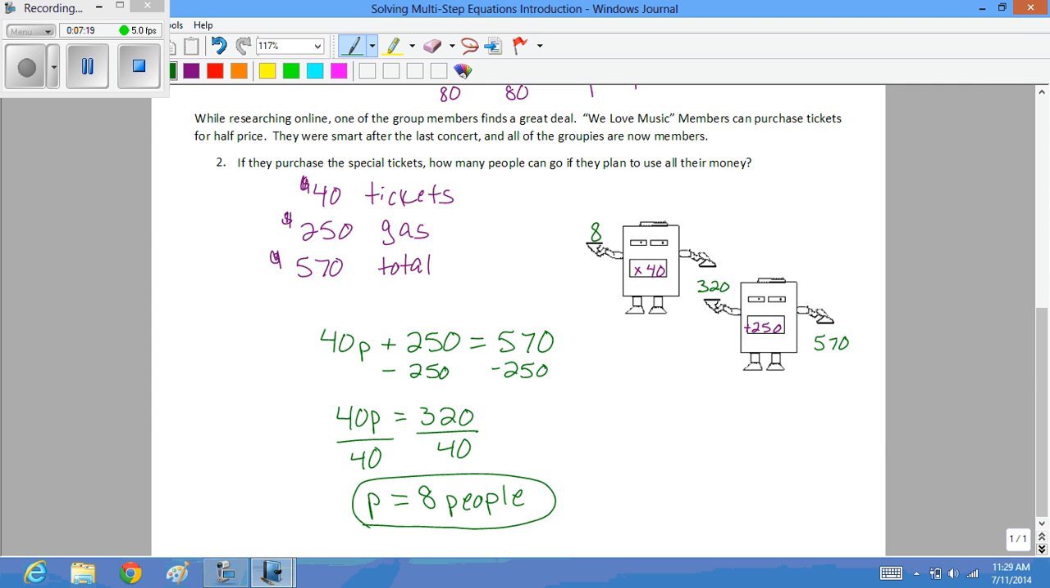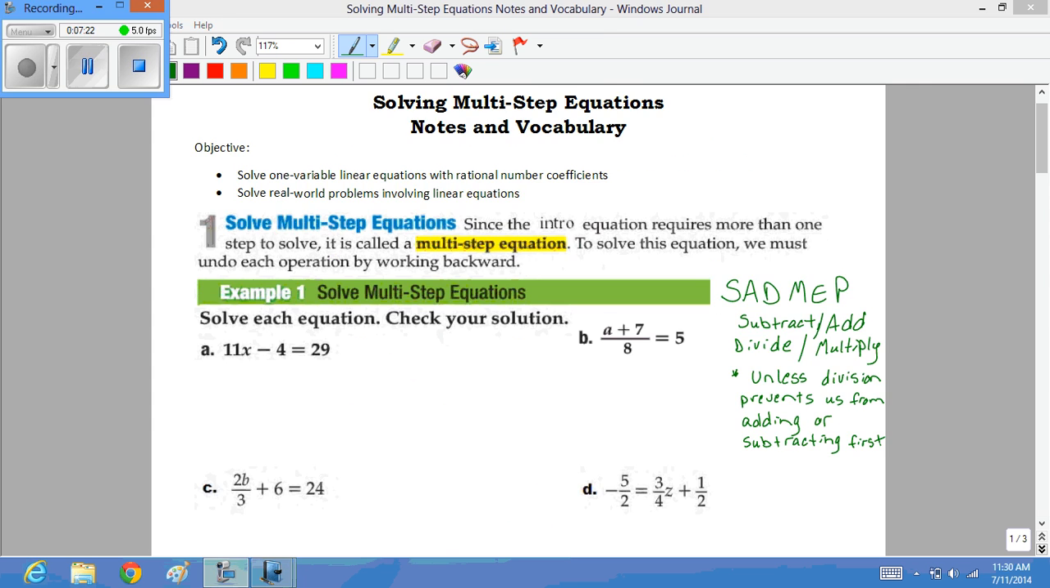Go ahead and get out your notes and vocab for this section. Okay, the objective of this section is to solve one variable linear equations with rational number coefficients. And remember, coefficients are that number in front of the variable. So we dealt with 80 and we dealt with 40 as our coefficients. We are also going to solve real-world problems involving linear equations, and we actually just did that.